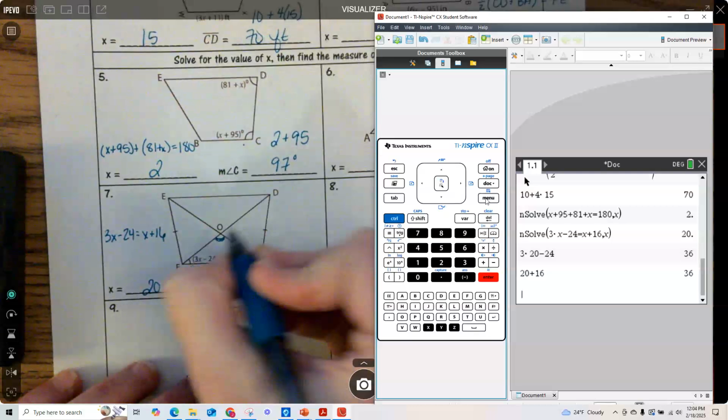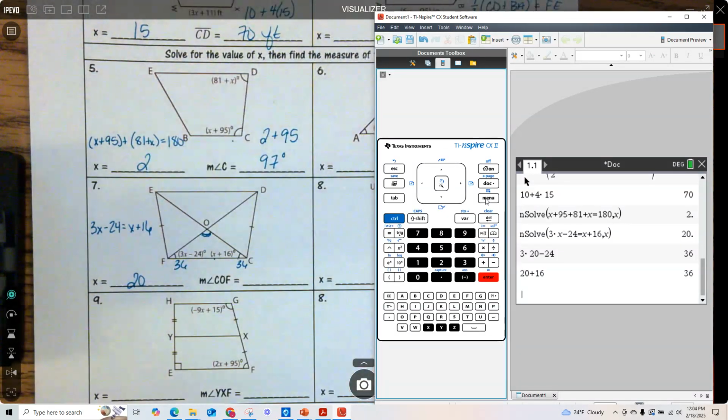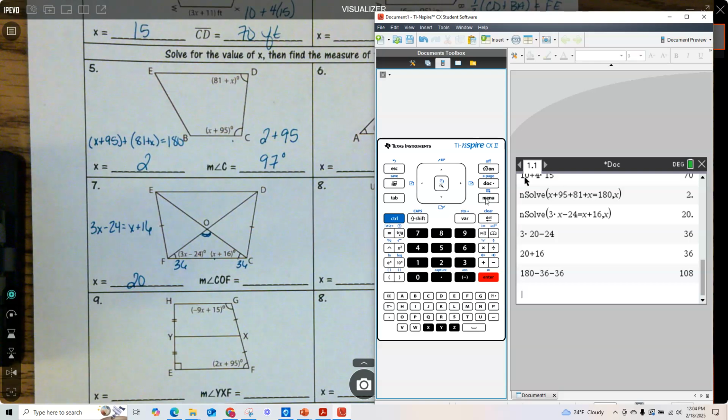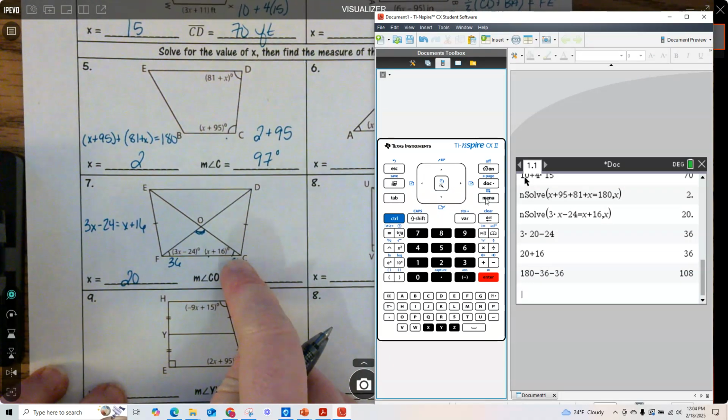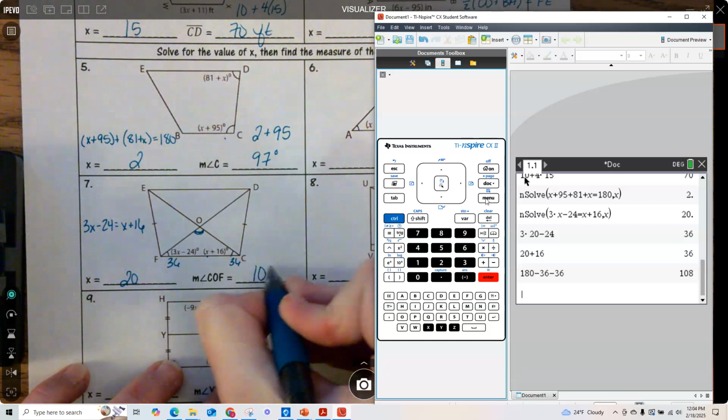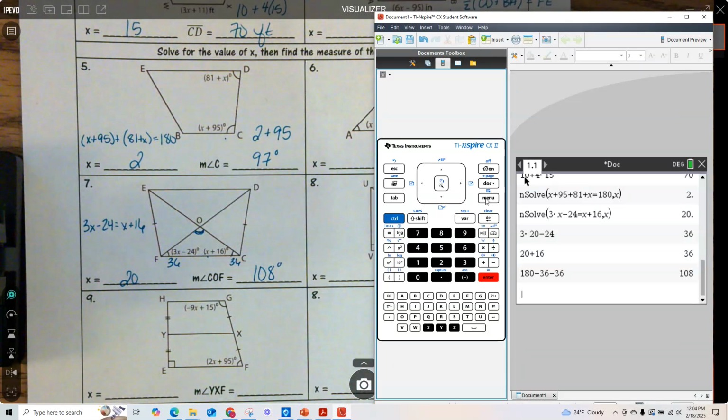What we have is a triangle. So we can find this little piece by using the triangle rule. We can take 180 and subtract the two angles that we know. So 180 minus 36 minus 36. And that'll be 108. Just pay attention to what they're looking for, what they're asking for.